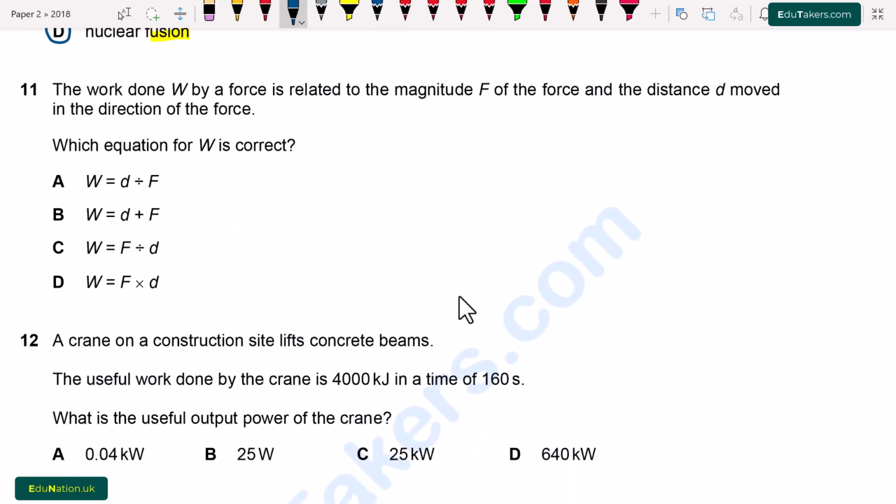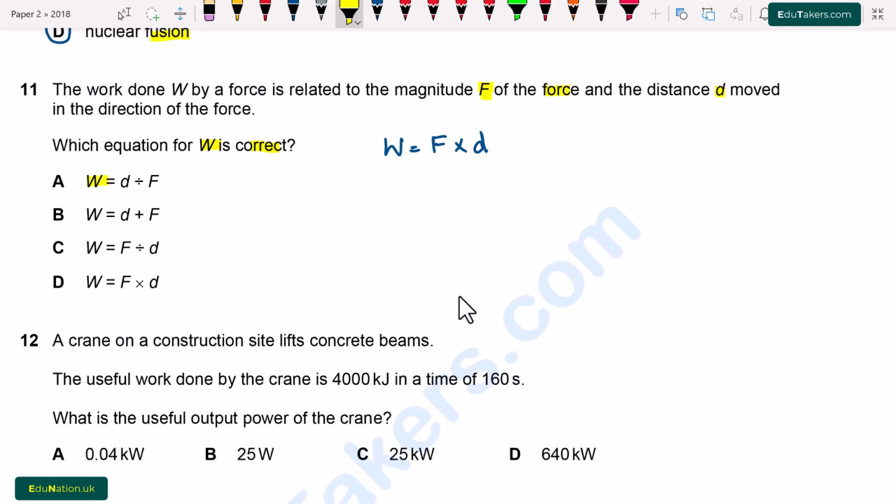Question number 11. The work done W by a force is related to the magnitude F of the force and the distance D moved in the direction of the force. Which equation for the W is correct? We know that work is the product of force and distance. Now we see the options.